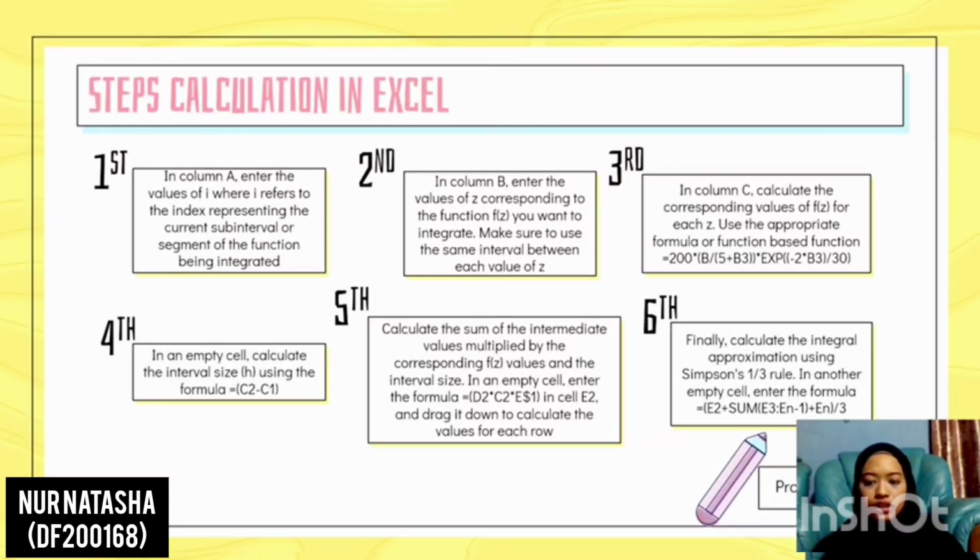In column C, calculate the corresponding value of fz for each z, and use the appropriate formula of the function. In an empty cell, calculate the interval size h using the formula C2 minus C1, and calculate the sums of the intermediate values multiplied by the corresponding fz values and the interval size, and finally calculate the integral approximation using Simpson's 1/3 rule in another empty cell.